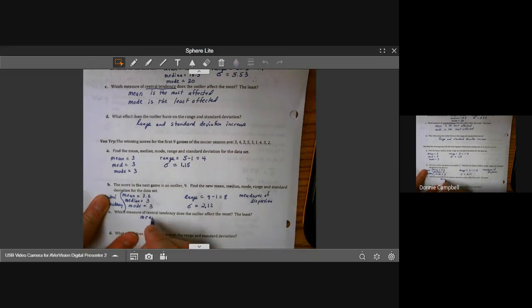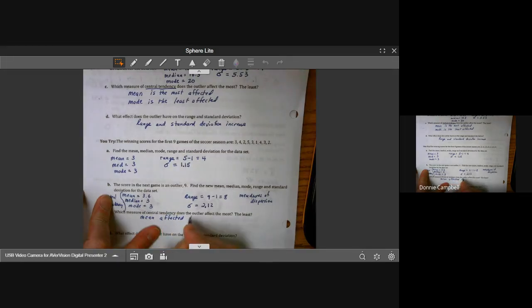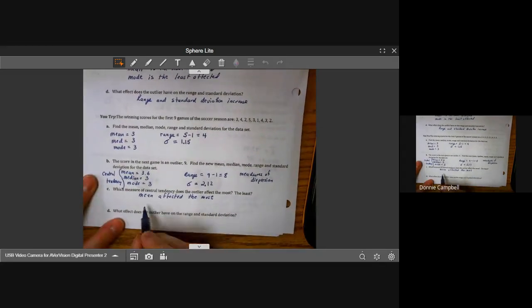Now, which measure of central tendency does the outlier affect the most? Okay, well, the mean, again, is affected the most. Looking from 3 to 3.6, the other ones didn't change. And you could say really the mode is affected the least. Could say both mode and median. Mode is affected the least.